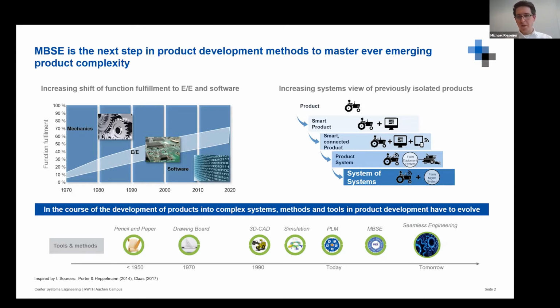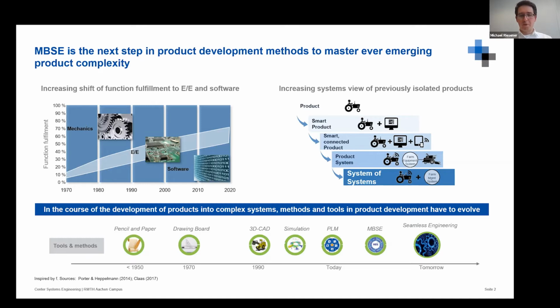and development process. The second one is the increasing view of previously isolated products. So we all know that in earlier times, a product itself has been understood as a mechanical product. Today, we don't think about products, but about systems, about systems of systems, for example in the agricultural area, about farm management systems. And of course, this also has an impact on the methods and tools that we use in product development.